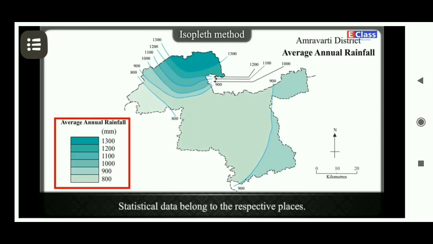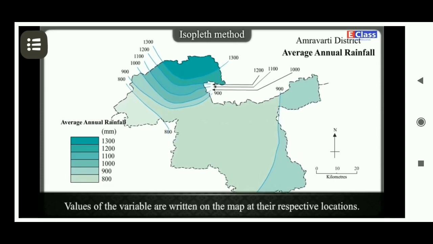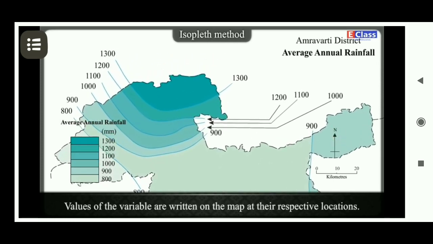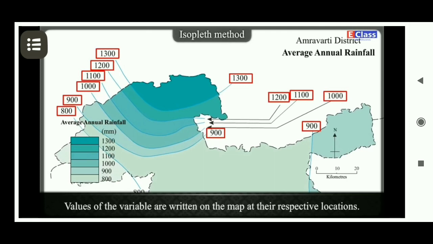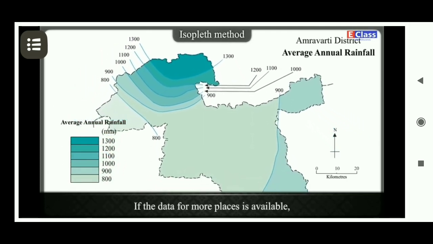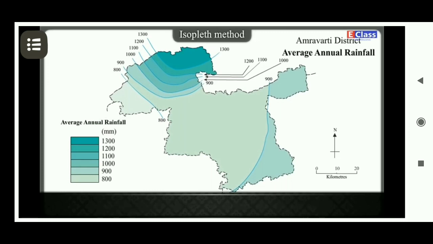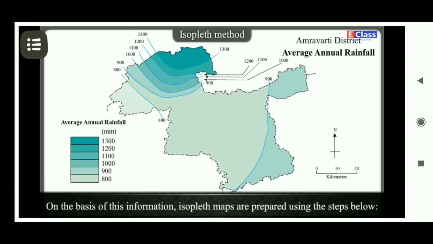Statistical data belongs to the respective places. Such data is known as point-related data. Values of the variables are written on the map at their respective locations. If the data for more places is available, mapping of the distribution can be done more accurately. On the basis of this information, isopleth maps are prepared using the steps below.